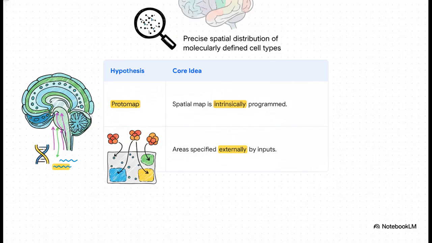To adjudicate between these models, we need precise spatial mapping of molecularly defined cell types during early development, and this is exactly the information that's lost in dissociative studies. This fundamental problem demands a methodological solution capable of generating a high-resolution, spatially intact atlas of the developing human brain.